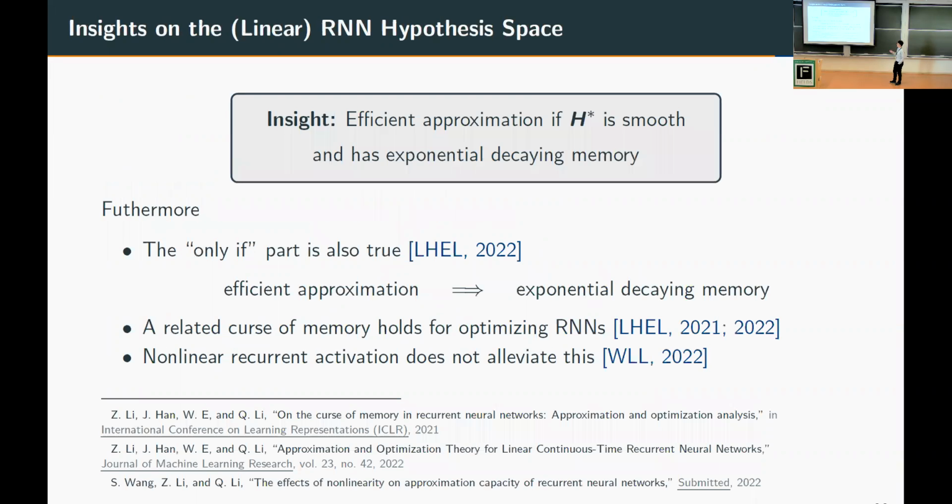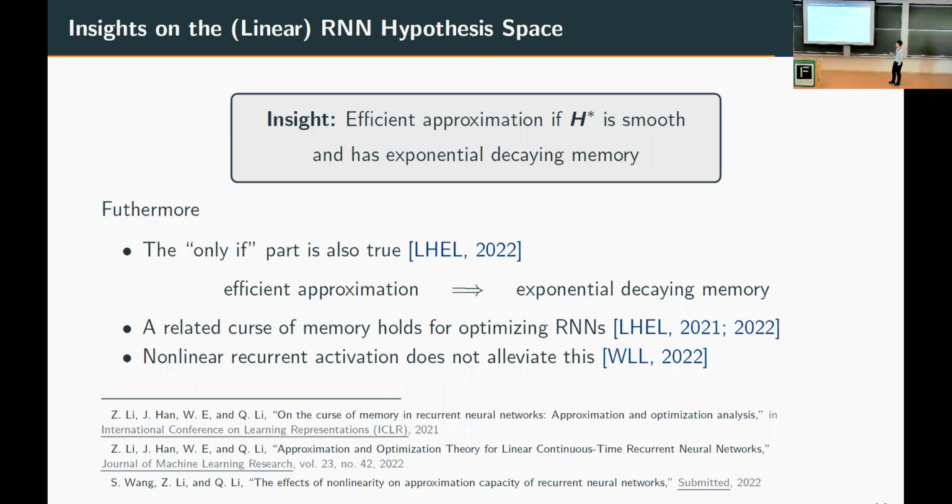So to summarize, the insight is that we have efficient approximation if my functional is smooth and has exponentially decaying memory. And this memory is basically the derivative of this map on constant signals. Okay, so if it decays exponentially, we have good approximation. So it turns out the only if part is also true.